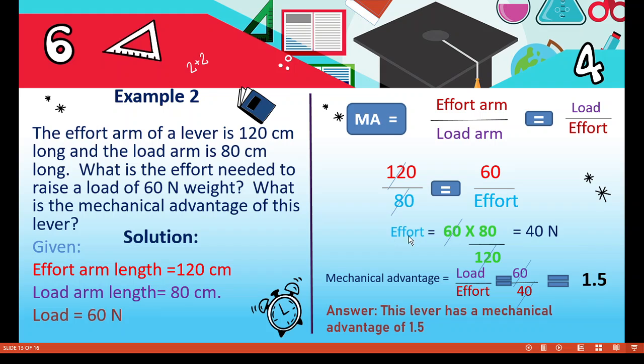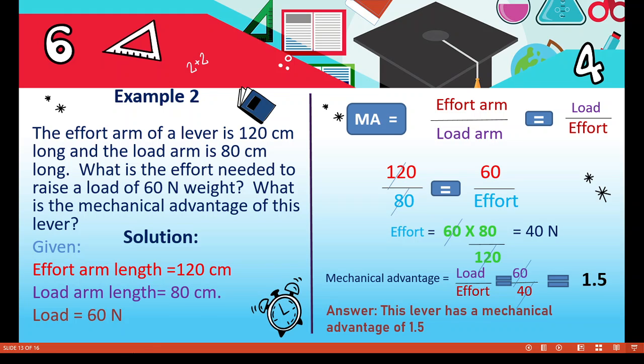But now we have calculated only the effort, that is the effort needed to raise the load of 60 newton. And the final thing is we are supposed to calculate the mechanical advantage. So what is the formula for mechanical advantage? As I told earlier, there are two formulas. One formula is effort arm by load arm. Another one is load by effort.